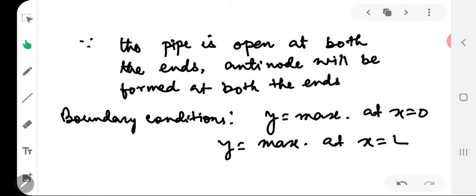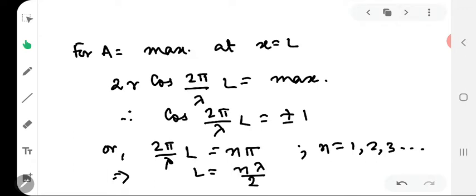Since the pipe is open at both the ends, obviously antinodes will be formed at both the ends. So accordingly, the boundary conditions are that y shall be maximum at x equal to 0 for all t, and y shall be maximum also for x equal to L for all t. Substituting the boundary condition for amplitude to be maximum at x equal to L, we get 2r cos (2π/λ) L to be maximum. So obviously cos (2π/λ) L is equal to plus or minus 1, which is the maximum value of the cos function.